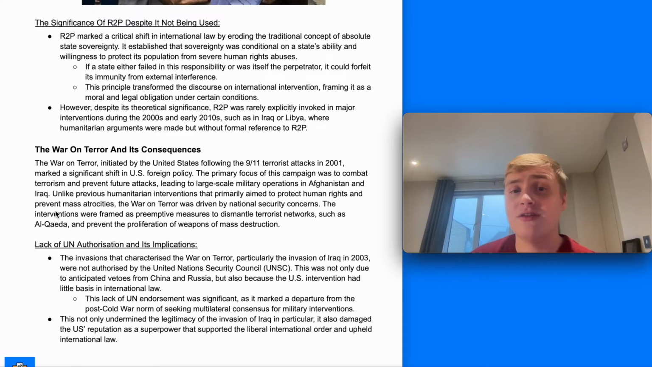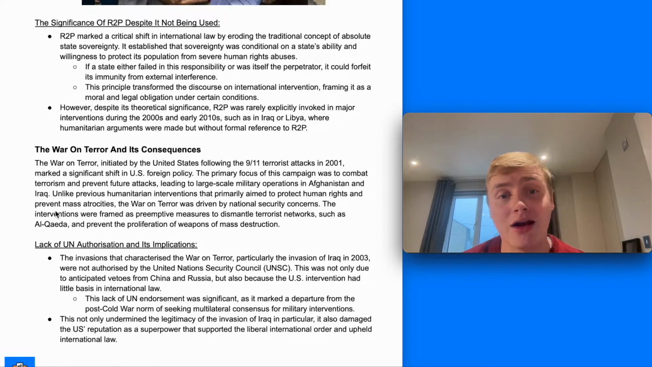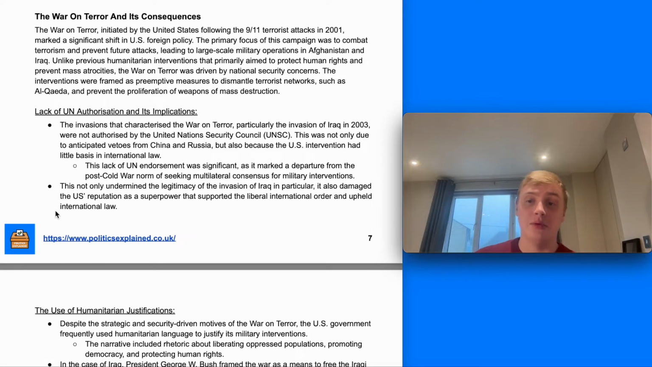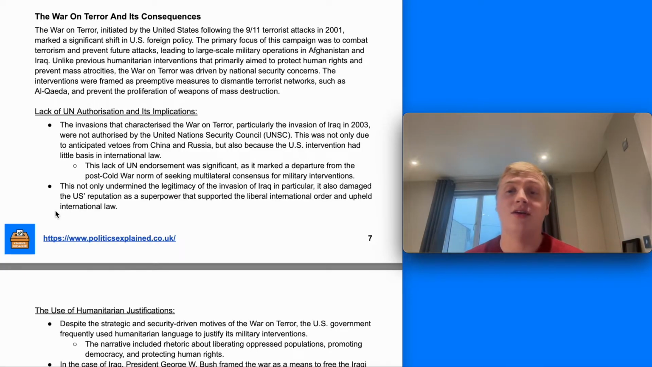Despite its theoretical significance, it was rarely explicitly invoked, as I said, in major interventions during the 2000s and early 2010s, such as in Iraq or Libya, where humanitarian arguments were made, but without formal reference to the responsibility to protect. A crucial development in the 2000s that we'll see is one of the important reasons for the decline in humanitarian interventions in the subsequent decades: the War on Terror.